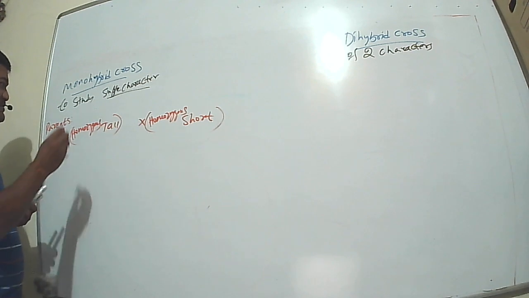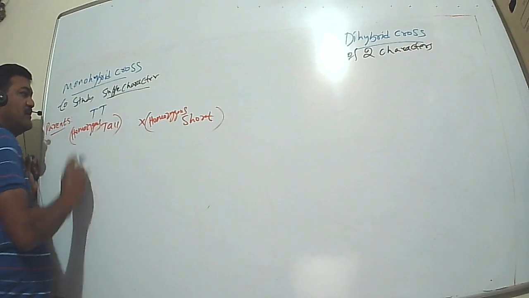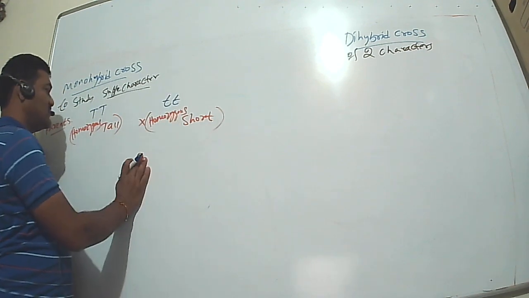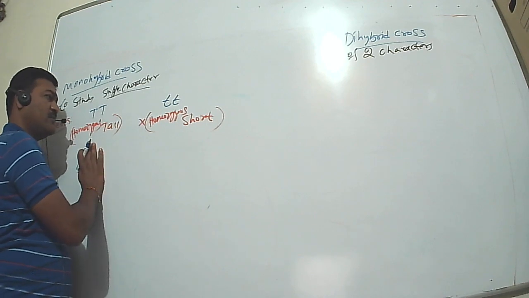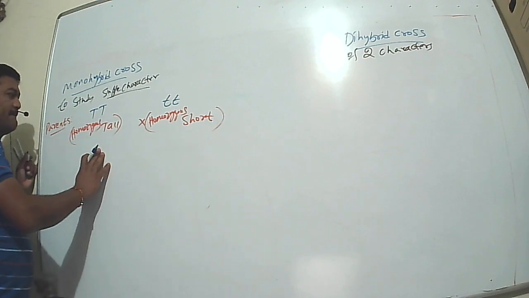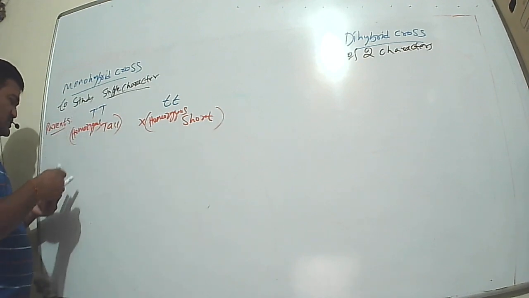So when I say homozygous tall, what is the genotype? It is capital T, capital T. And when I say homozygous short, it is small t, small t. I can say homozygous tall or pure tall, homozygous short or pure short, not hybrid tall. Okay, so these are the parent plants and that is their genotype.